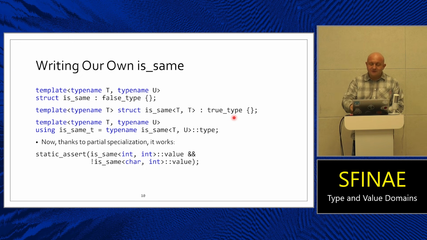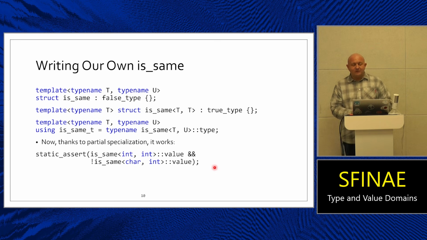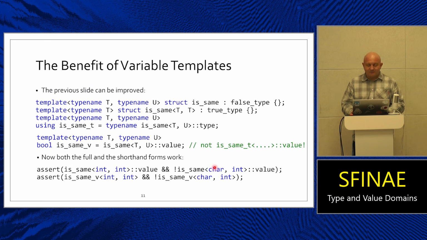Inheritance gives us access to value, type, and every other member of integral_constant, in this case of true_type. So we can write expressions like is_same<int, int>::value and not is_same<char, int>::value, a simple, elegant example of how template specialization can encode logic directly in the type system.